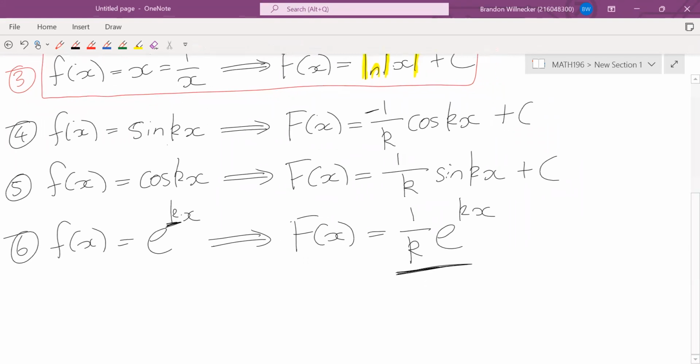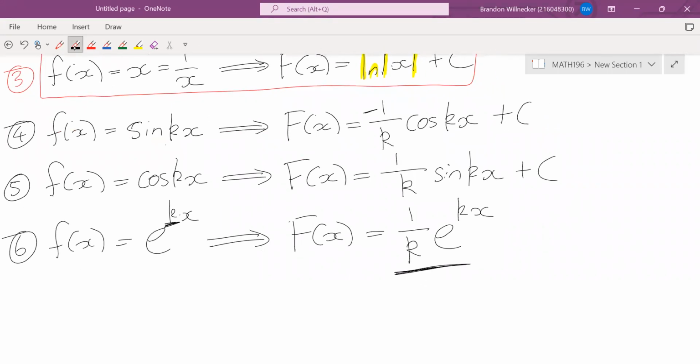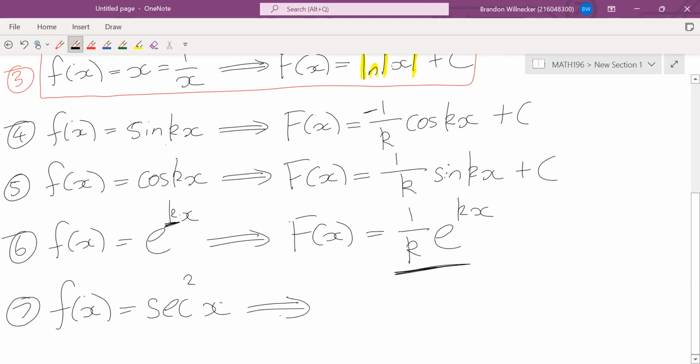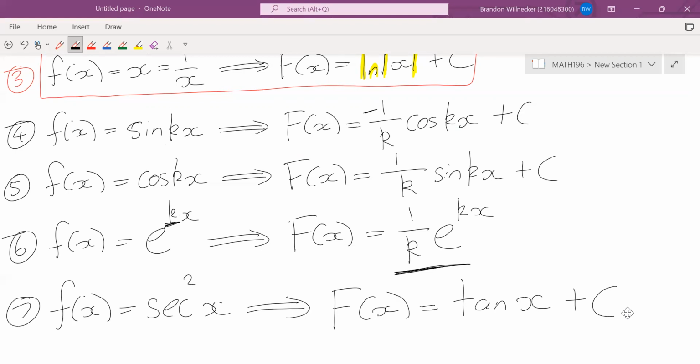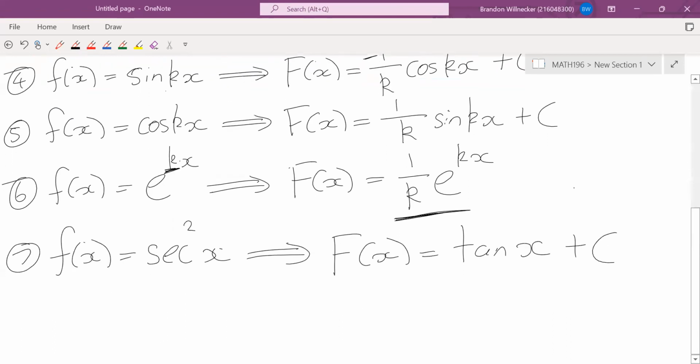Okay, and then there's one more trig function that's useful to know. F of x is equal to sec squared of x. Okay, so the antiderivative of sec squared is going to be tan plus c. That one is very important to know for trig integrals, which we've just started from last week.